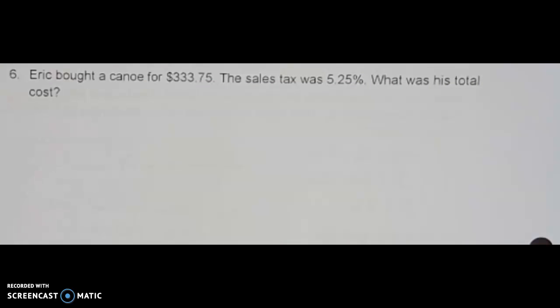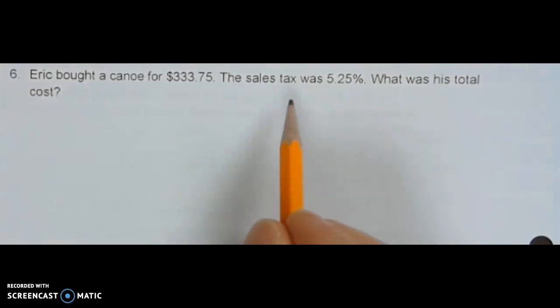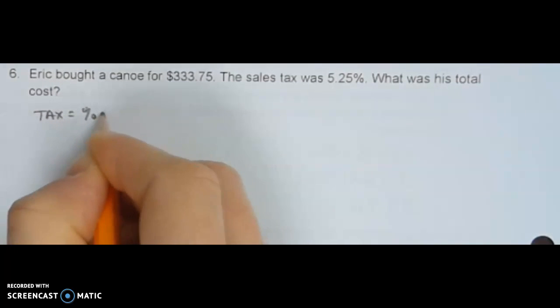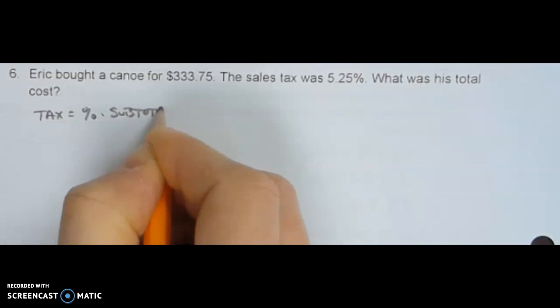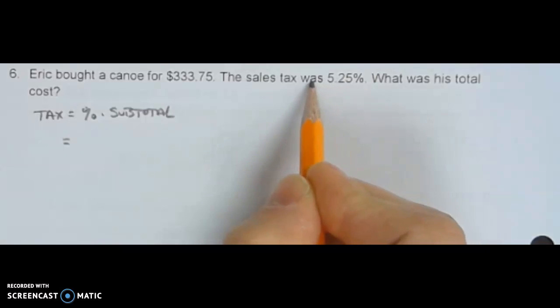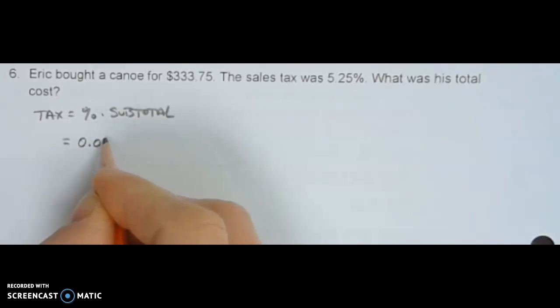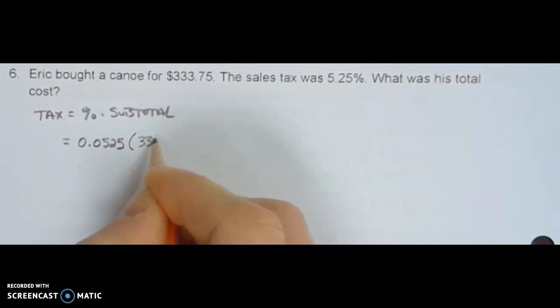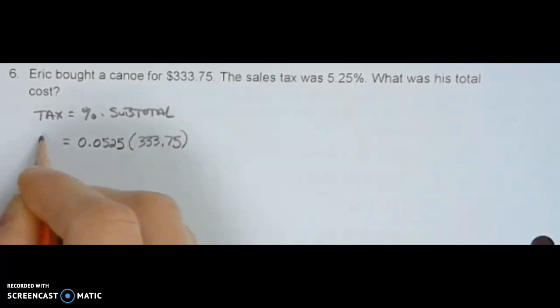Number 6 tells us that Eric bought a canoe for $333.75, and there was a sales tax of 5 25/100%. What was his total cost? So we're going to have to calculate how much the tax is so that we can get the total cost. Tax is equal to a percentage of the subtotal. And they told us the tax rate is 5 25/100%. Move that decimal back twice, which is going to give us 525 10,000ths, times your subtotal of $333.75, and that'll tell you the amount of tax T.